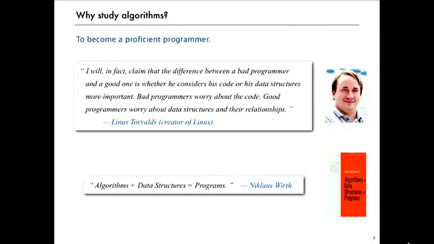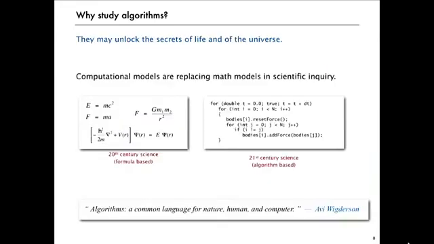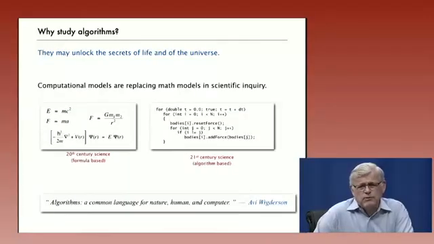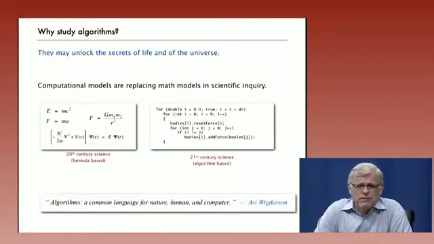Niklaus Wirth, another pioneer in computer science, wrote a famous book called Algorithms plus Data Structures equals Programs. Another reason nowadays to study algorithms is that they have become a common language for understanding nature. Algorithms are computational models, and algorithmic models are replacing mathematical models in scientific inquiry.